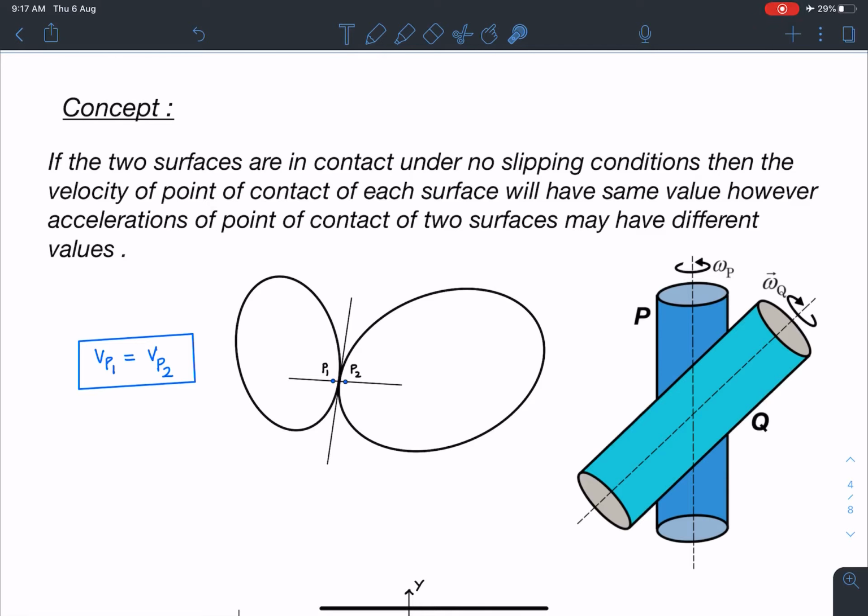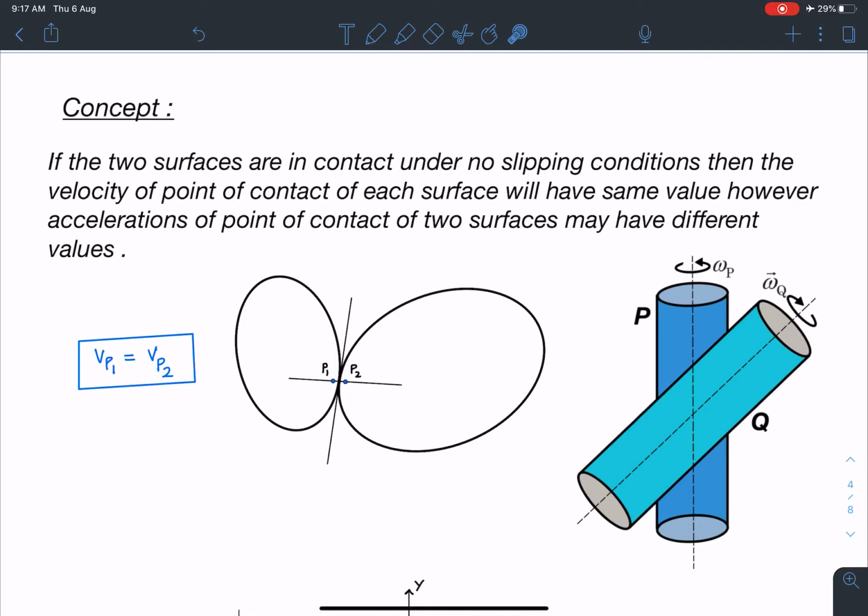So how to apply this particular concept in the case of two inclined cylinders, that is what we have to see, and it is slightly different from the regular methods. That's the reason I chose this problem, and let's see here.